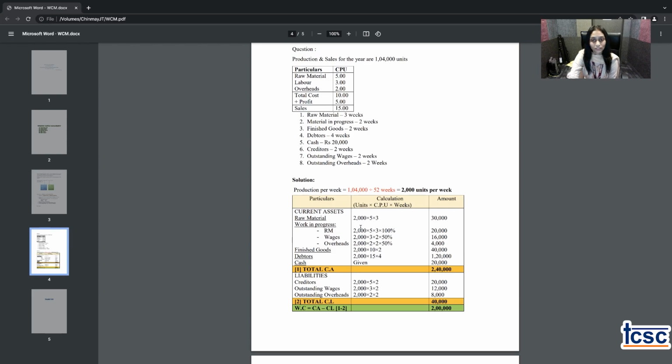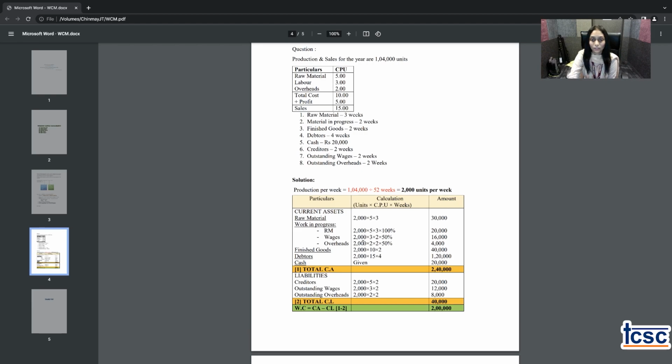Okay. So units, again, everywhere we will be taking 2000 because we have done the calculation here. So it is 2000 units into raw material is purchased at 5 per unit, so into 5, into material in progress that they have given, that is 2 weeks, so into 2 into 100%, that will give you 20,000. Next, wages. Wages, again, units is 2000. Wages is labor, that is 3 rupees, so into 3 into material in progress is 2 weeks, so into 2 into 50% will give you 16,000.